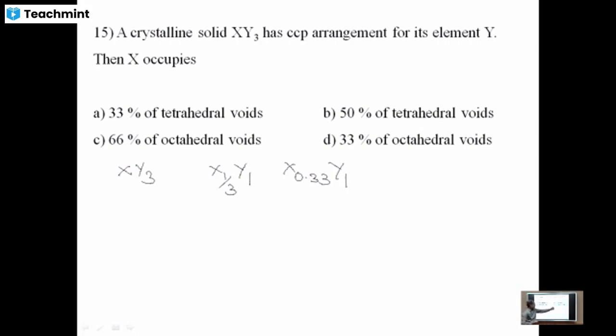Nothing but when number of Y particle is 100, number of X particle should be equal to 33. Or when Y is 100%, X should be 33%. Now let us assume there are n number of Y particles. The whole CCP crystal is made by element Y. Let us assume there are n number of lattice sites in the crystal occupied by Y. We know when there are n number of lattice sites, there will be n number of octahedral voids and 2n number of tetrahedral voids.